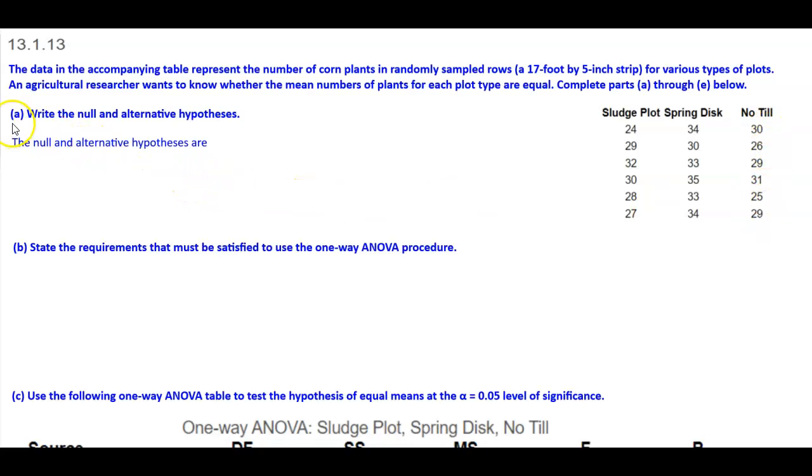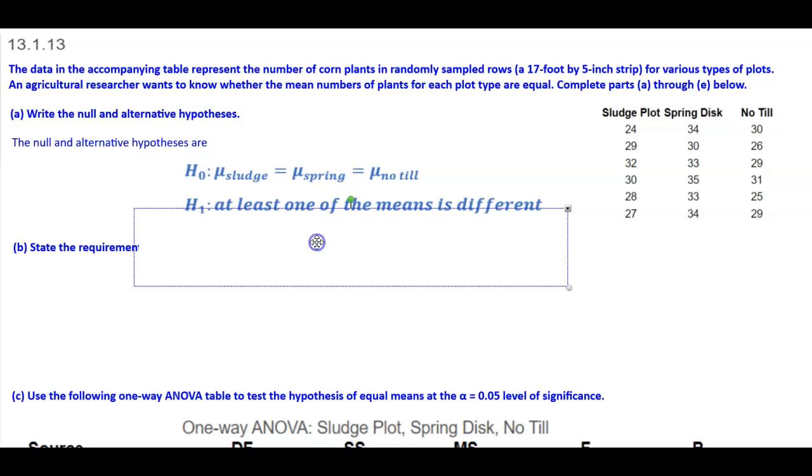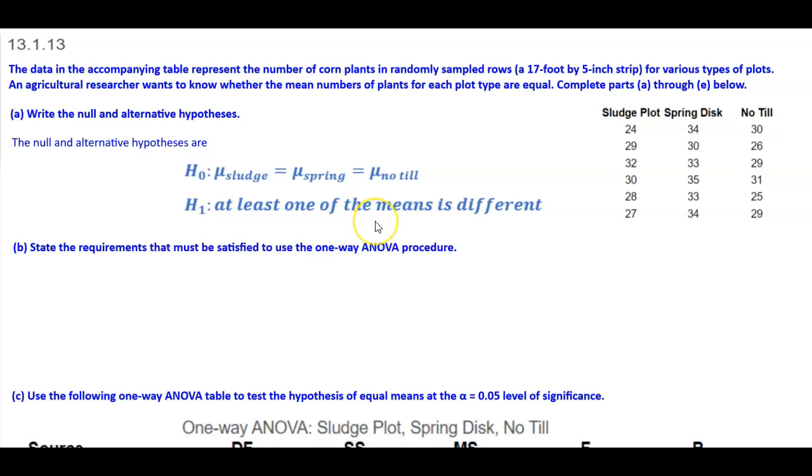So the first part is we want to be able to write the null and the alternative hypothesis. Since this is an analysis of variance talking about 3 different types of plots, the null is going to be that the mean of the sludge is equal to the mean of the spring, which is equal to the mean of the no-till. And then the alternative is that at least one of the means is different.